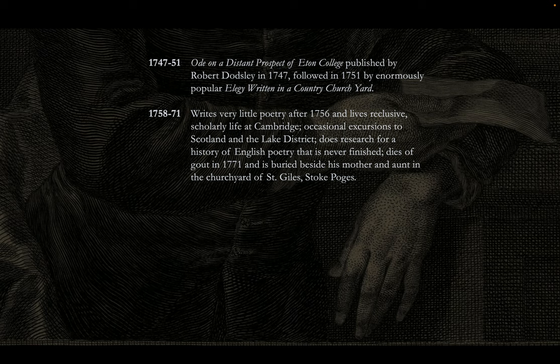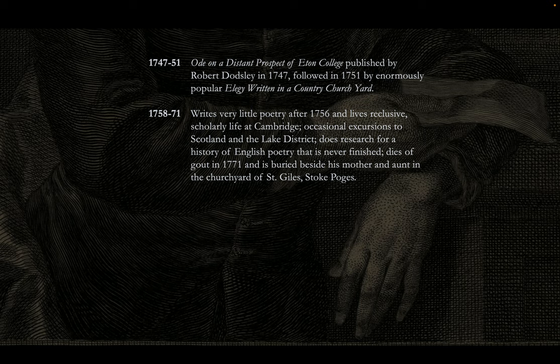From 1758 to 1771, the rest of his life, he writes very little poetry. After 1756 the total number of lines that he wrote numbers less than 1,000, I think. So Thomas Gray is one of the great poets of the period, but his reputation rests on just a scant number of poems. So that's testimony of just how highly regarded these poems were.